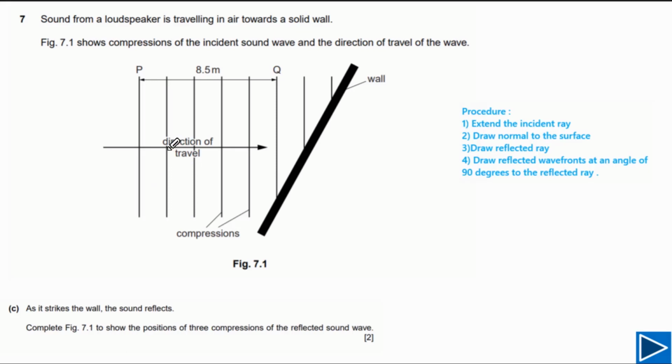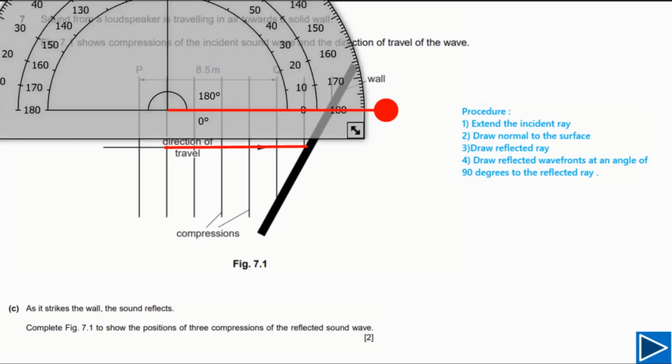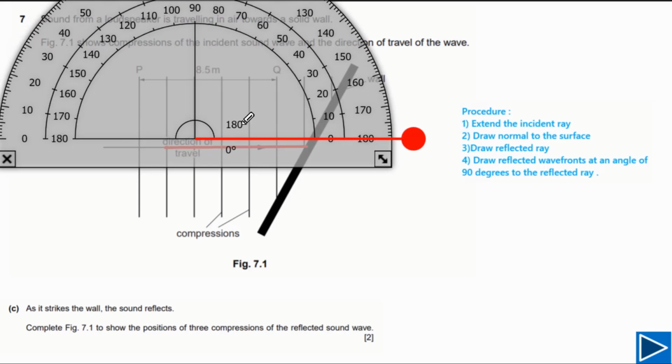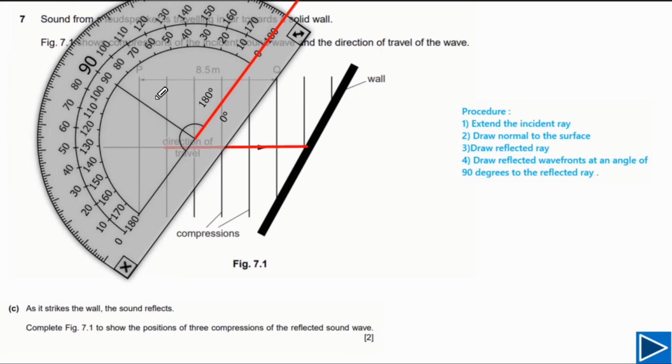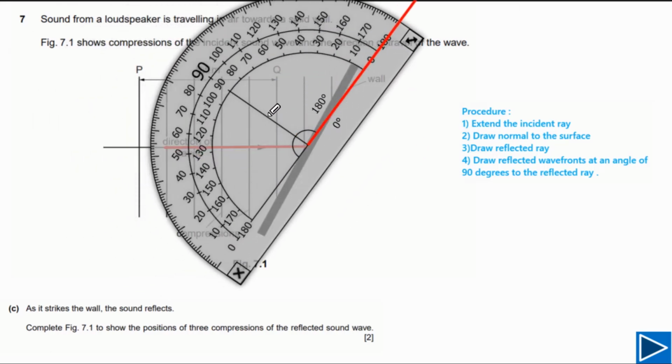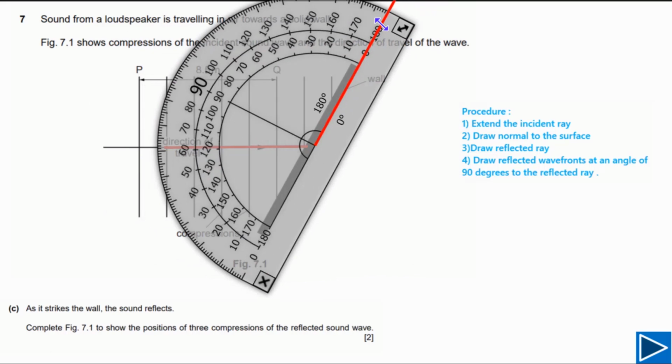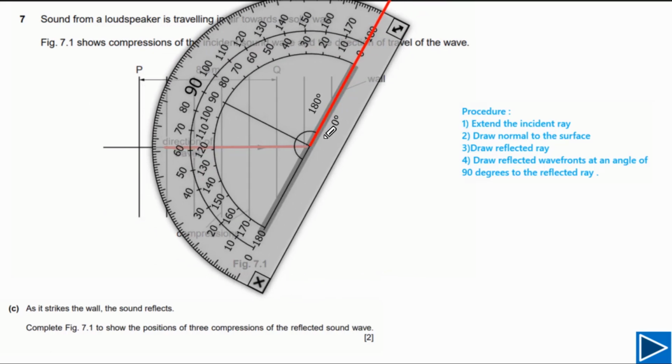I will use red color to extend this line. This is how you can extend this incident ray. So this is our step 1. Second step, we need to draw the normal to the surface, and for that purpose we need a protractor. So let me grab the protractor here. We need to align this with the surface. So here we can place this. Align this with the wall, meaning with the surface, and we need to draw the normal line.